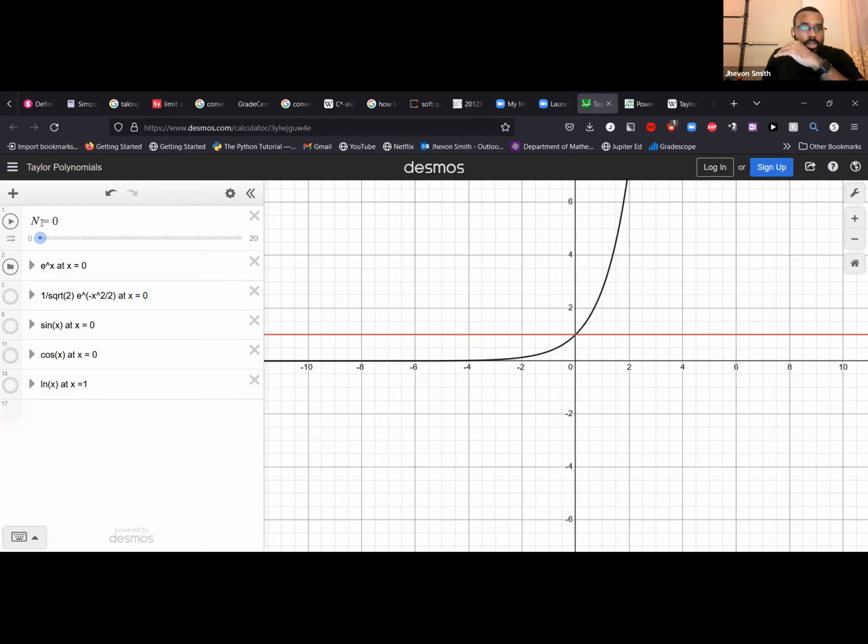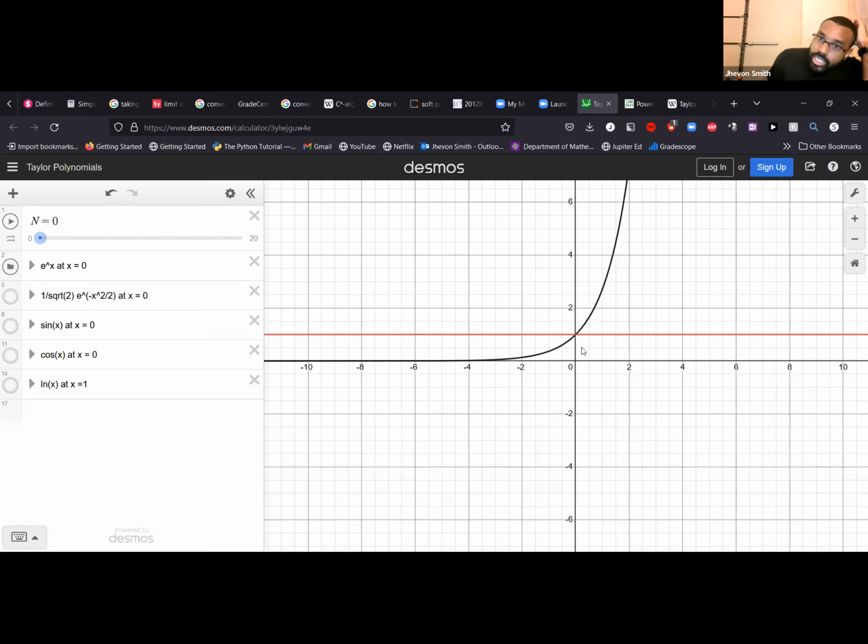So here we're at the 0 degree Taylor polynomial, which is just a horizontal line, right? Going through 1, right? The constant term of e to the x's Maclaurin series is just 1. Then it would go to 1 plus x, then 1 plus x plus x squared over 2, then 1 plus x plus x squared over 2 plus x cubed over 6, then blah, blah, blah.